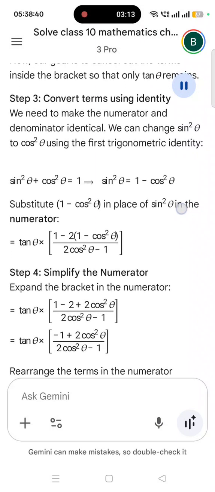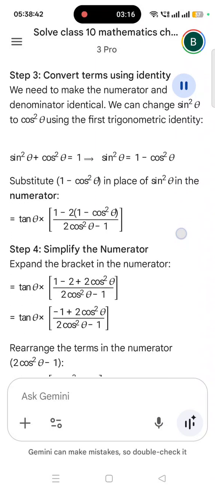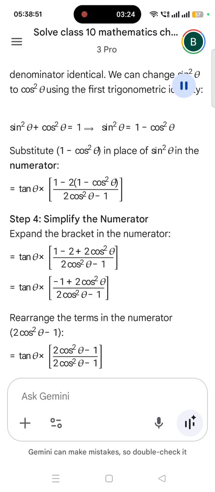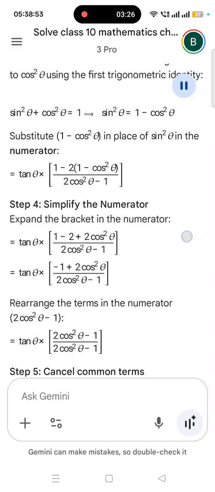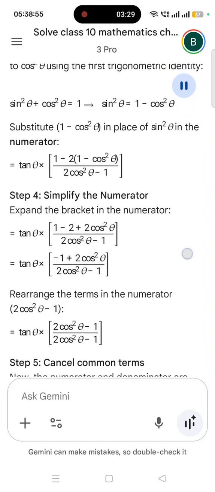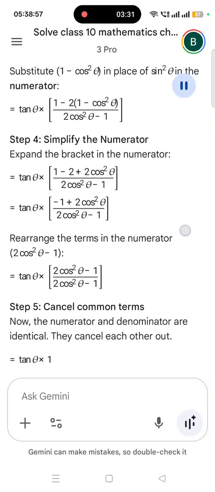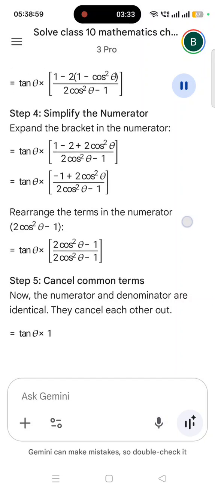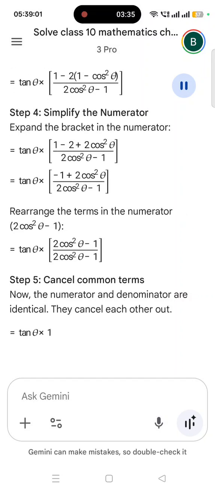We need to make the numerator and denominator identical. We can change sin squared theta to cos squared theta using the first trigonometric identity. Substitute 1 minus cos squared theta in place of sin squared theta in the numerator. Step 4. Simplify the numerator. Expand the bracket in the numerator. Rearrange the terms in the numerator.